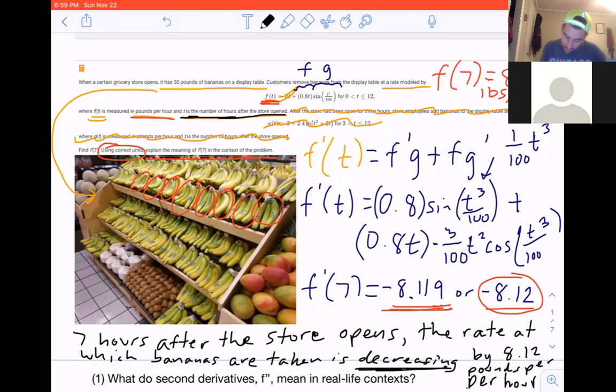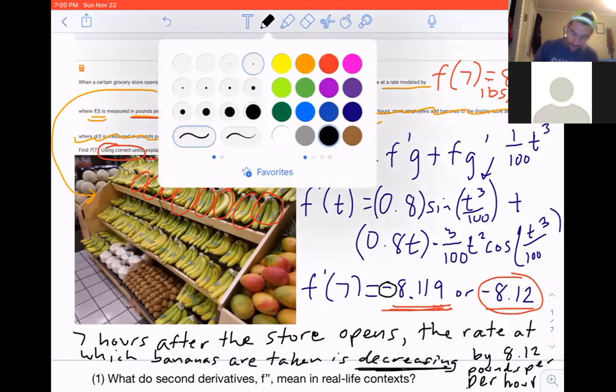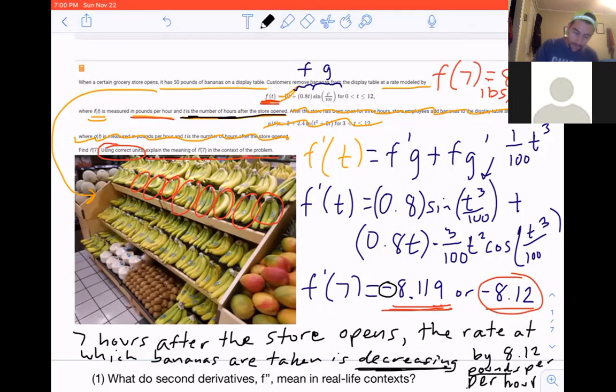We know that because this value is negative, and we're actually commenting on the rate changing. So we're commenting on the rate of change of the rate of change, which is what second derivatives are in context. And we're saying the rate at which bananas are taken is decreasing by 8.12 pounds per hour per hour. I'm sorry that it's so small. I couldn't write it in more space, but the units is pounds per hour per hour.